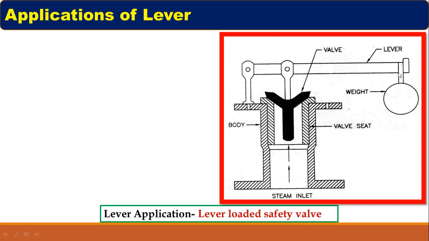This is the point at which we have attached the deadweight, and this is the valve body, this is the valve seat, and this is the valve, and this valve assembly is connected to the boiler. And the function of the lever loaded safety valve is to maintain the pressure inside the boiler within the desired limit. Now when the pressure inside the boiler is within the desired limit, this valve remains closed.